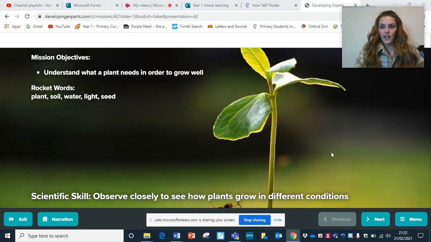So your mission objectives for science are to understand what a plant needs in order to grow well, okay? And then you've got some rocket words there, which are just your key words. So plant, soil, water, light and seed. So hopefully you'll have more of an understanding of what those are and what they mean by the end of this lesson. Your scientific skill is to observe closely to see how plants grow in different conditions. So that's almost your test that you're going to do if you're able to at home.